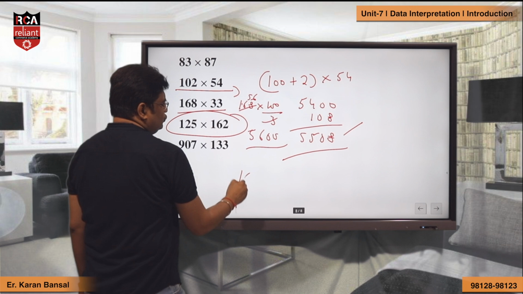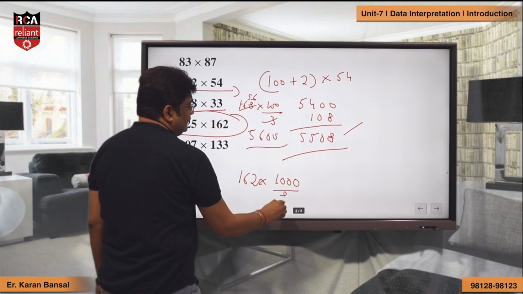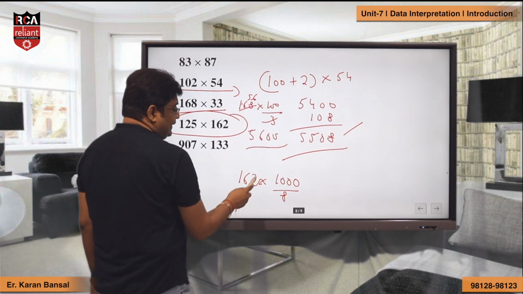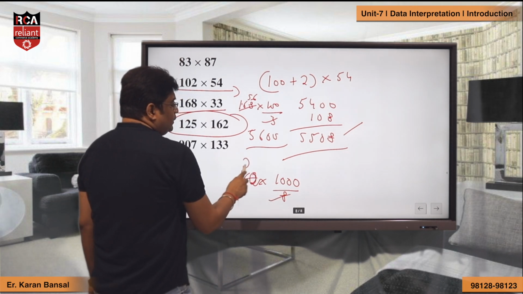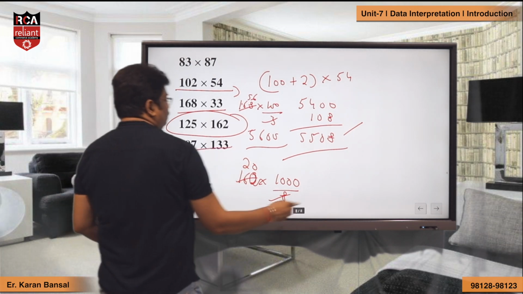125 into 162, you know this. 125, I discussed, is 1000 by 8. Now I need a multiple of 8 here, I'll put 160. So 20,000 is your answer. So approximations. You know this one.